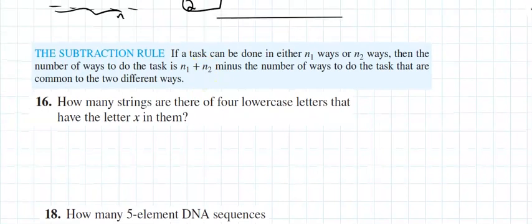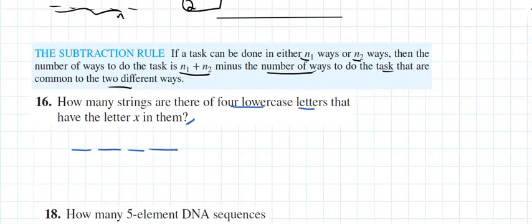That's the part I was mentioning. If a task can be done in either n sub 1 ways or n sub 2 ways, then the number of ways will be n sub 1 plus n sub 2 minus the overlap, the common to both. And this could apply in many examples. The first example I want to attempt, this is a hard problem to do if you're going to do it forward. It says, how many strings are there of 4 lowercase letters that have the letter X in them?